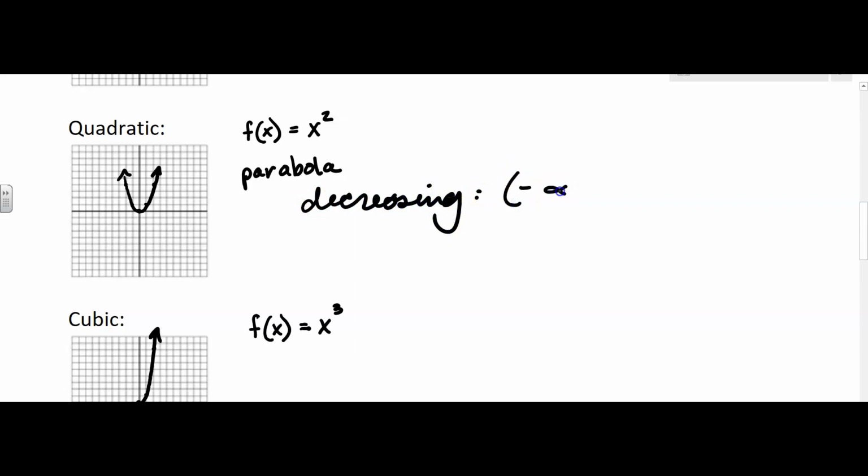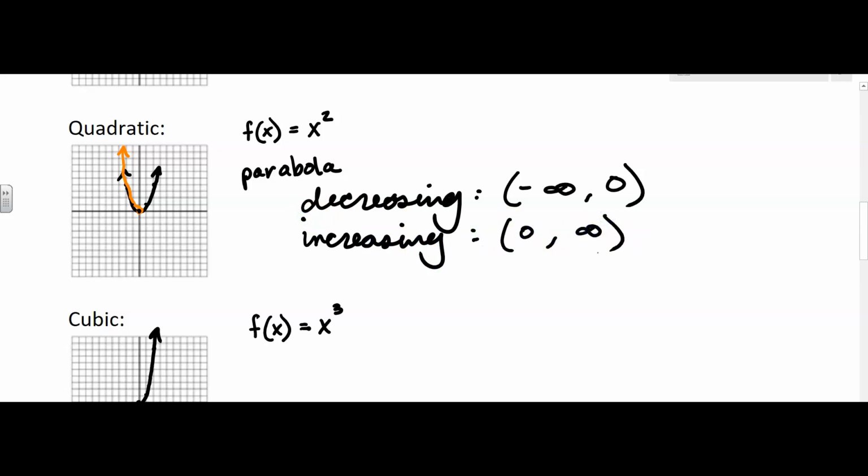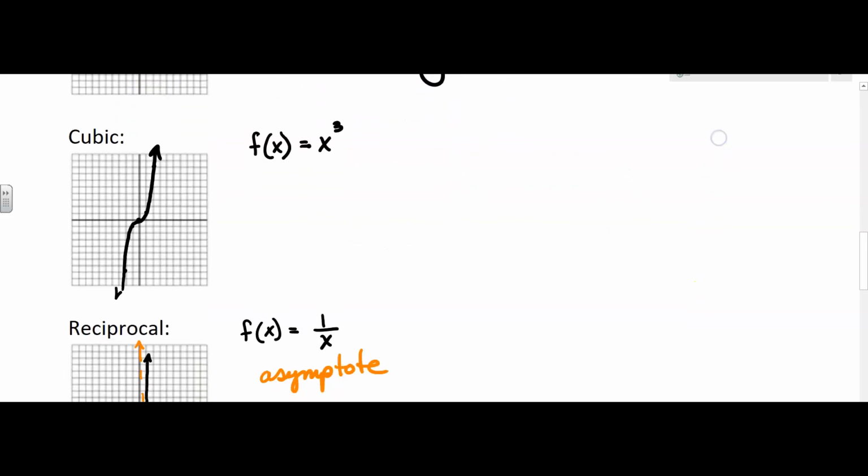Quadratic function, it's decreasing from -infinity to 0. So if you're looking at that, you're saying it's going down, down, down, down, down till I get to that bottom point. That's why it's decreasing. The output values are getting smaller and smaller as you go from left to right. Then it changes to increasing from 0 to infinity. Okay? So then when you're looking at this part, after 0, it's just going up. So it's increasing. Okay. A little more explanation on that one.